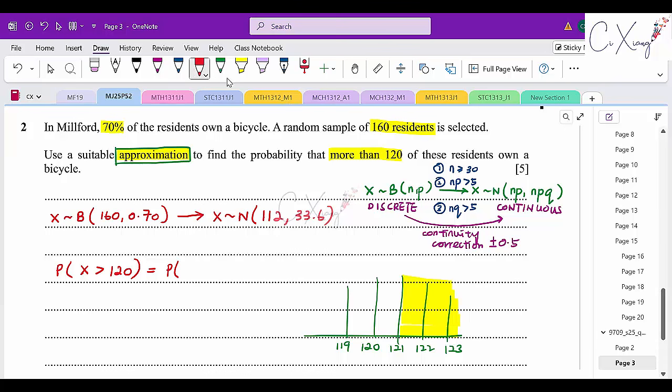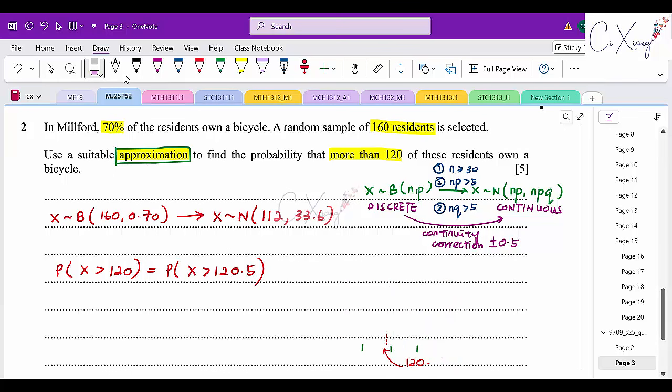The continuity correction is usually the line that we adjust, which is slightly before the whole area that I want to calculate, and this value will be 120.5. So the continuity correction for this question is 120.5. This is the continuity correction from binomial to normal.